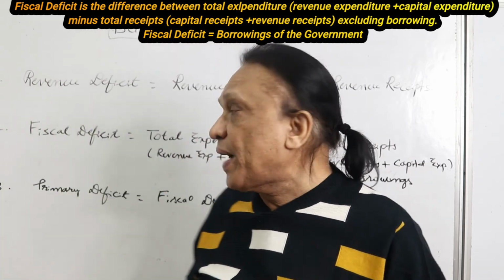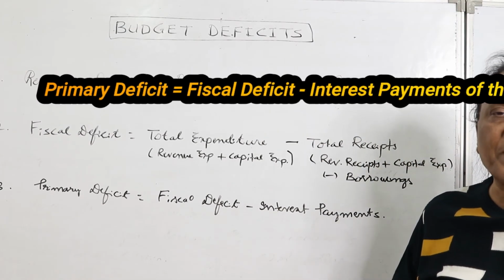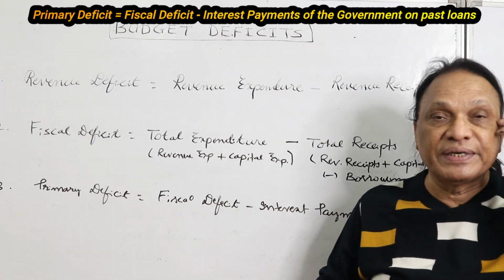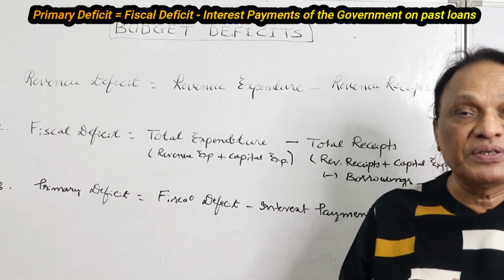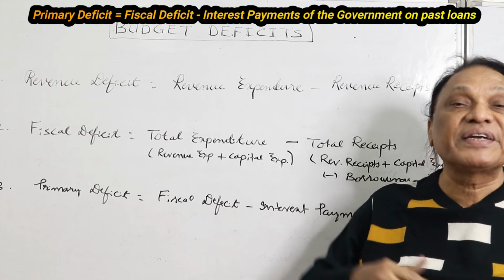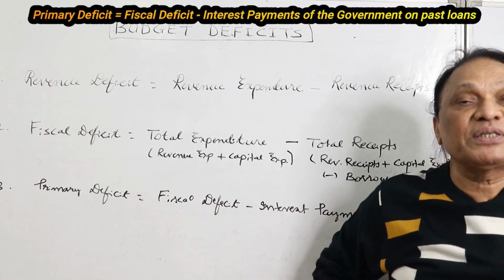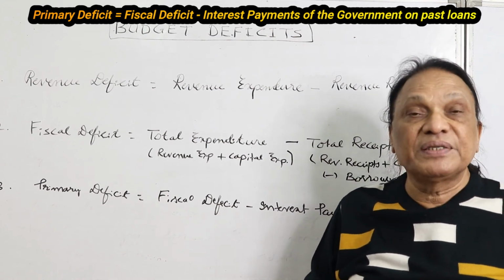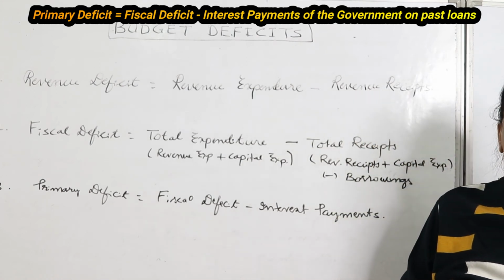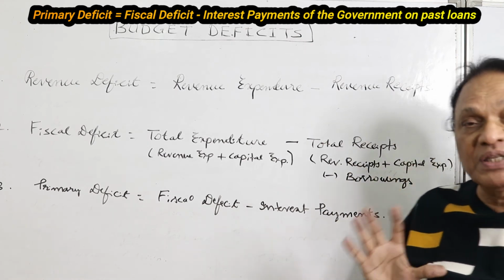And the last one is primary deficit. Primary deficit is fiscal deficit minus interest payments, of course on the past loans which we have taken. Why is the government borrowing this year? Though the government is able to meet all its expenditure, the interest payments on past loans are so much. To meet those interest payments, the government is borrowing again this year. That is called primary deficit. Remember the formula: primary deficit is fiscal deficit minus interest payments on the past loans. Just remember the three formulas.